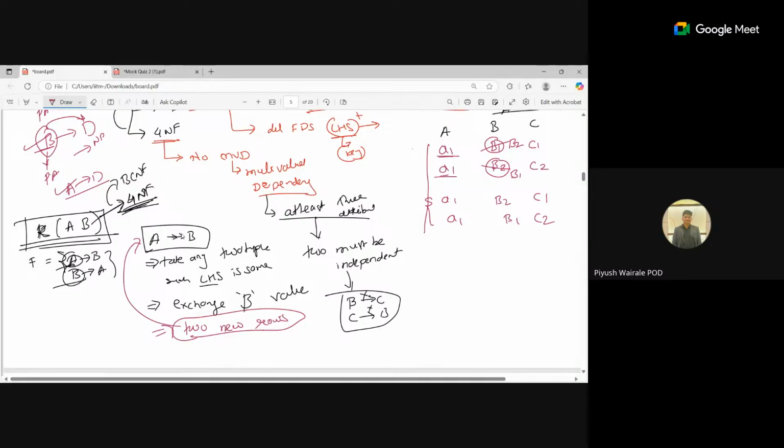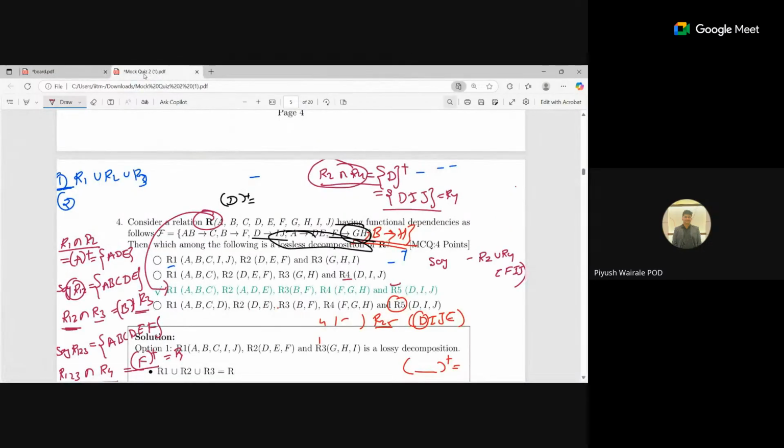If you can remember those things, you can remember that. But anyway, if you simply want to check whether MVD exists or not, take any two rows that have the same left hand side value, exchange the B value, that is the right hand side value, and you are going to get two new rows. If those rows are already present, then MVD exists. If those new rows are not present, it means MVD does not exist. This is a simple way to check whether MVD exists or not.